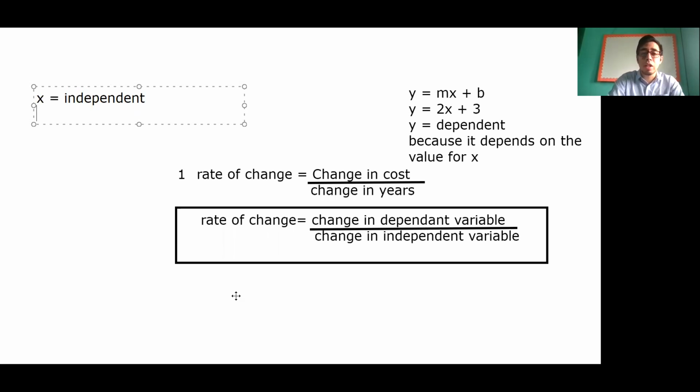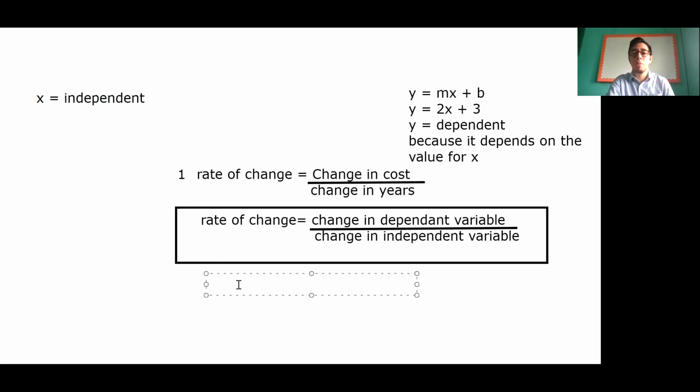So in this case, for example, this is what I was telling you. I know that we don't have much time. I'm only going to finish this. I'm going to write the formula so you are going to see it better. The change in the dependent variable. What is the dependent variable? Y. And this is over the change in the independent variable. The independent variable is x.